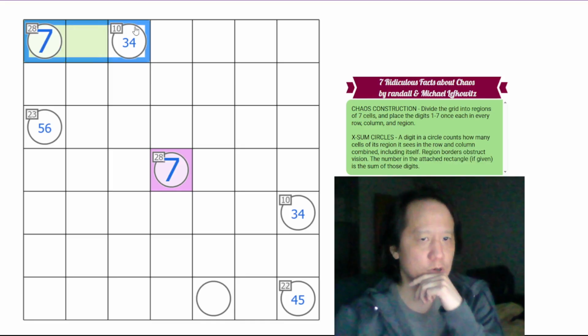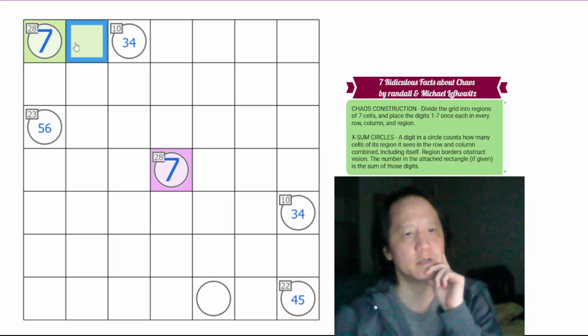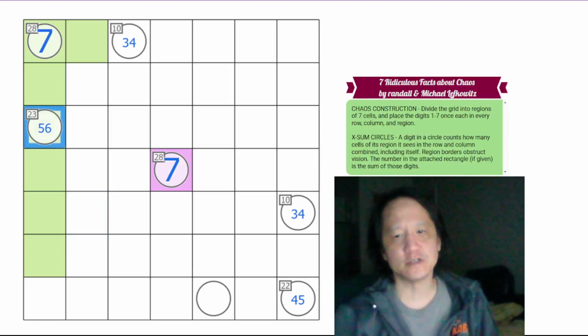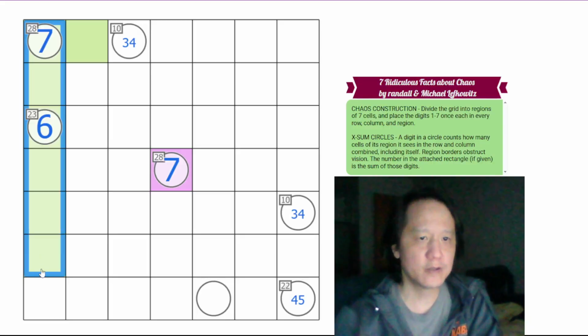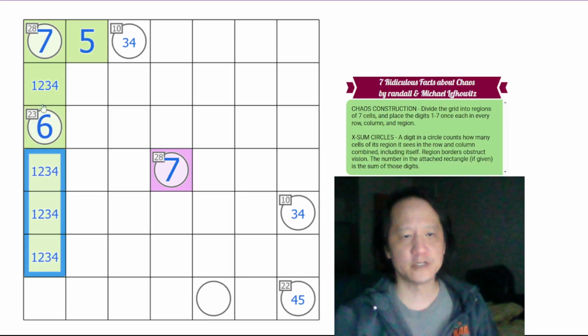This doesn't work to be part of the same region because if it were, already 3 and 7 add up to 10, and then this is at least 1. So this has to go this way. And this therefore sees 6 cells. So these add up to 23, and it must be missing a 5. So this is 5, which makes the remaining digits 1, 2, 3, 4, and the remaining digit in column 1 is a 5.